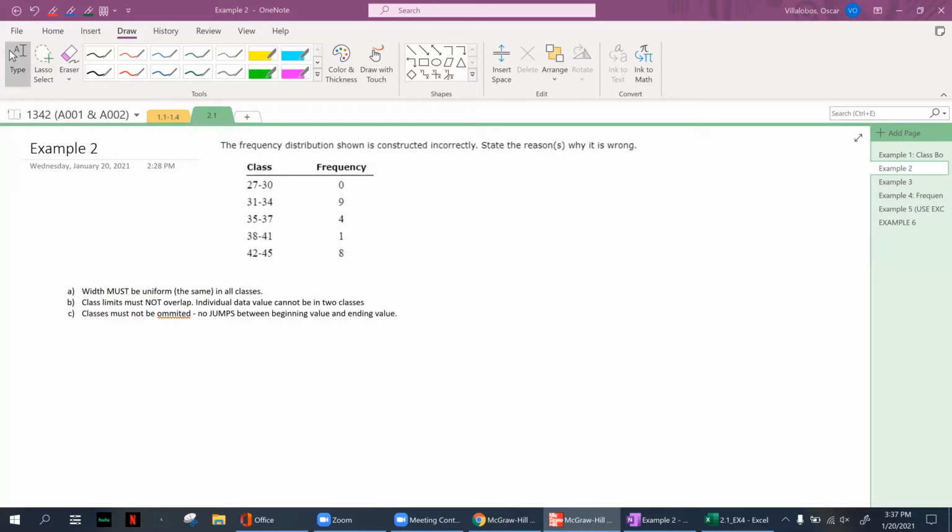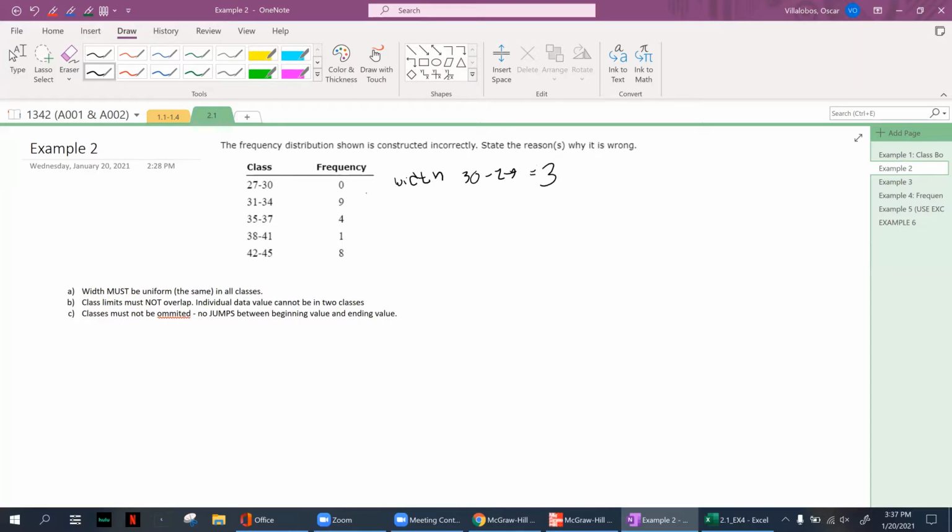It is going to be the 30 minus the 27, right? So the width for the first class would be 30 minus 27, and this is going to be 3, right? And the key here is that the width must be the same for all of them. Let's go ahead and find out.